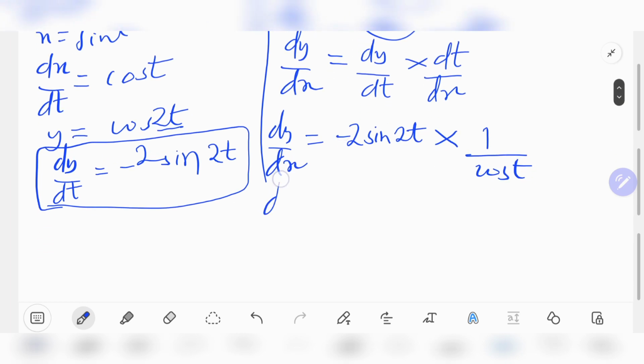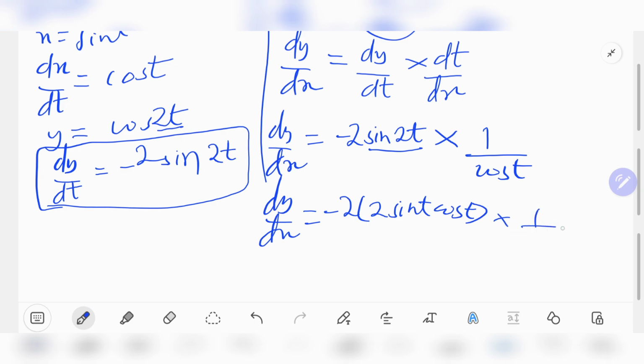So we can actually simplify this. Sine 2t is a compound function, so if you expand sine 2t, you are going to get 2 sine t cos t. That multiplying 1 over cos t, we can see that these two can cancel out. So negative 2 times 2 is actually negative 4, and you are going to get negative 4 sine t. So this is dy dx.